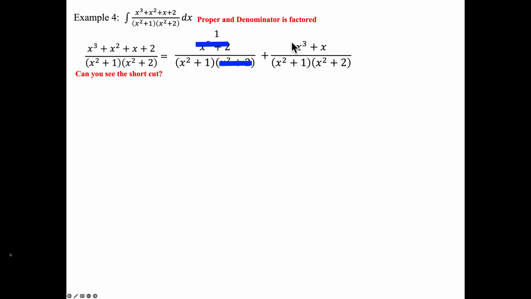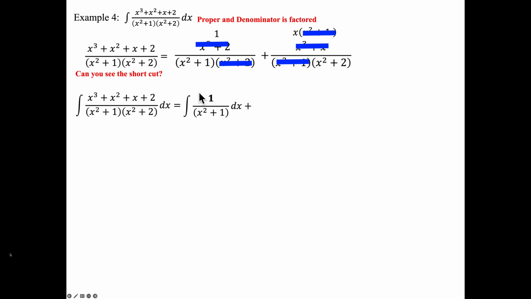Over here, I'm hoping to get the same thing. The top, there's a GCF of an x. So let's write that as x times x squared plus 1. Wait a minute. X squared plus 1 on the bottom with what's on the top. Cancel those out. And so now I have the integral of 1 over x squared plus 1 dx plus the integral of x over x squared plus 2 dx. And there's my shortcut.